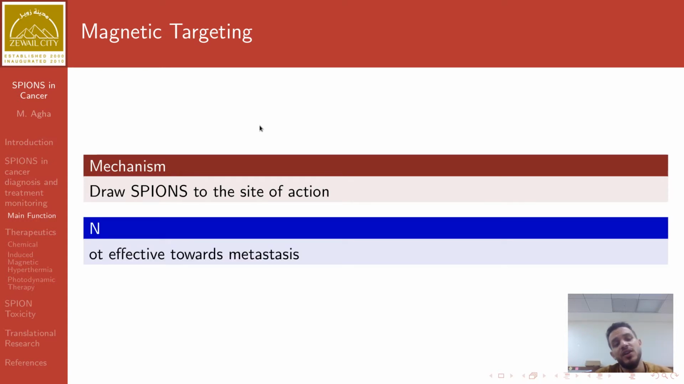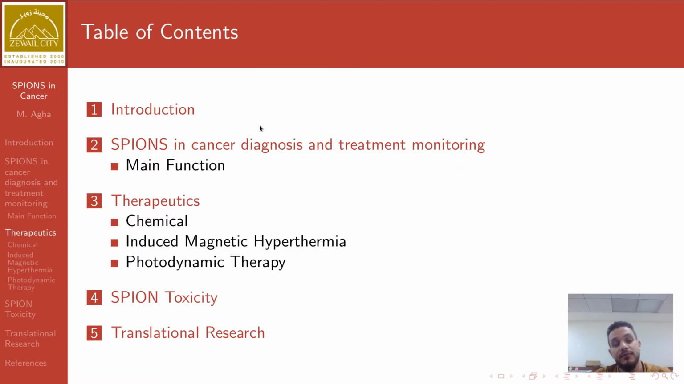The limitation of the magnetic targeting is, of course, that it is not effective towards metastasis. Of course, with metastasis we can't locate the cancer at one location. We have it spread out across multiple locations, and we can't just pinpoint a place and say, oh, here is all the cancer that we need to eliminate and there is nothing else. We need to be more careful when it comes to metastasis.